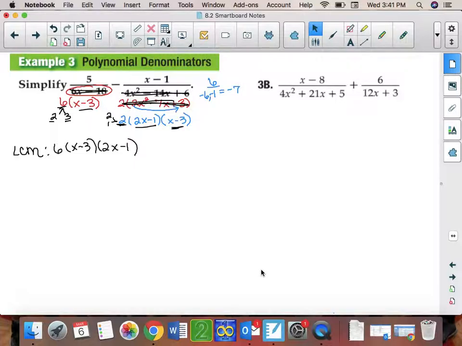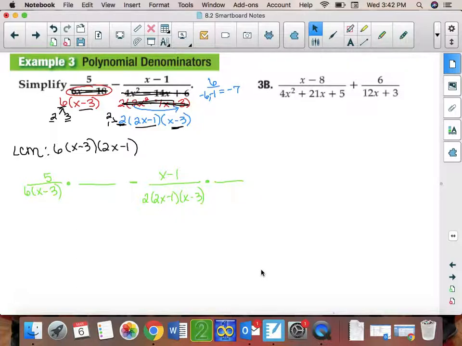Okay, so what we're going to do is rewrite our problem, and you're going to rewrite it with your factored form. So this 6 times x minus 3, and then times, and we're going to leave that space, right? And then we have this minus sign, x minus 1 over 2 times 2x minus 1 times x minus 3, and then I'm going to leave another space here.